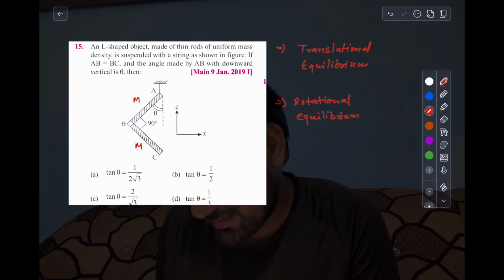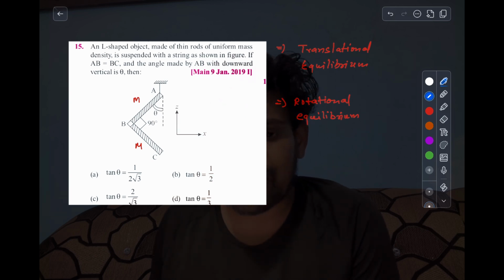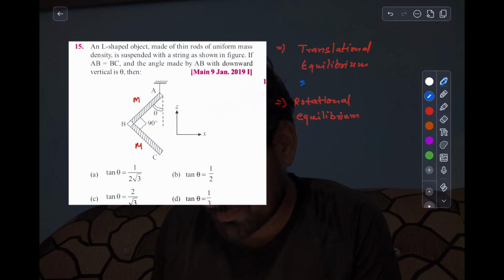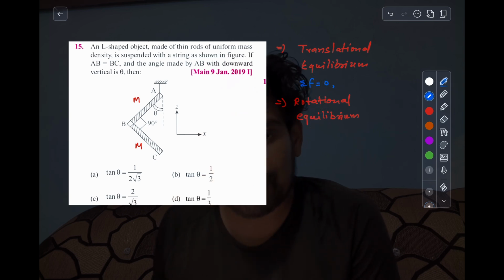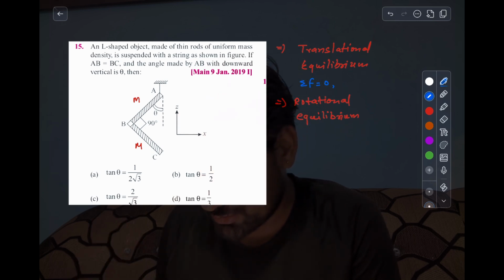When I say translational equilibrium, it is not changing its translational state of motion. It means the acceleration is zero, so the net force acting on the object must be zero. Rotational equilibrium means it is not changing its rotational state of motion. It means the angular acceleration must be zero, that is why the net torque must be zero.